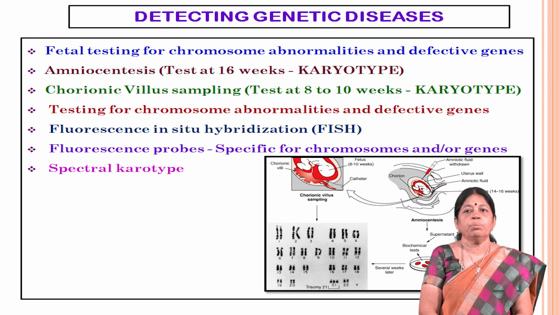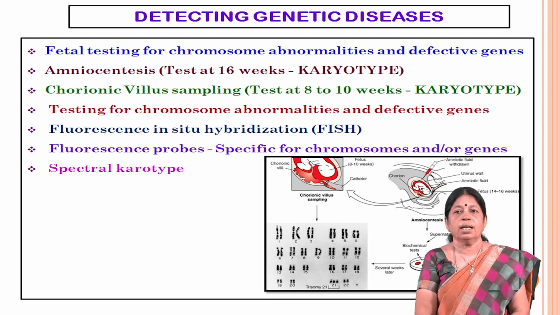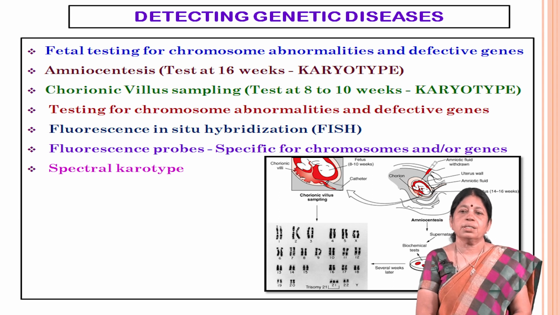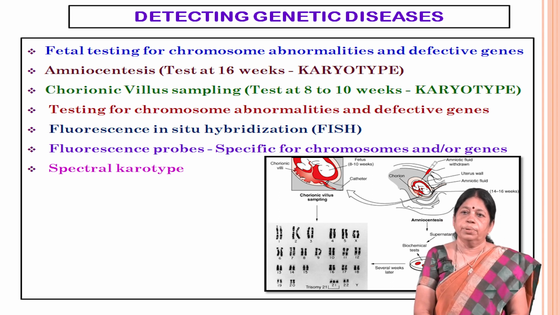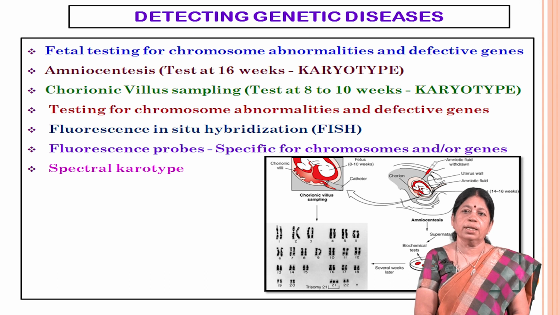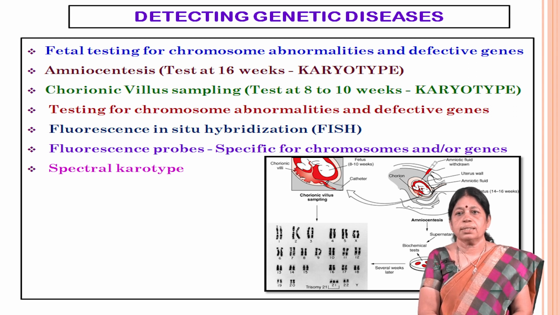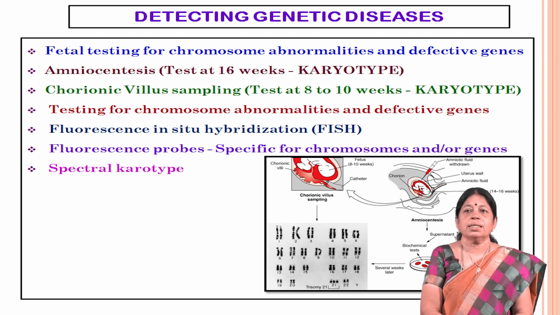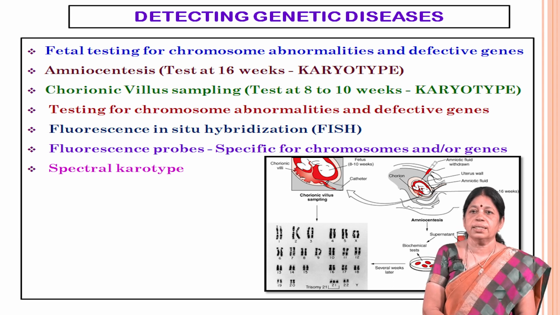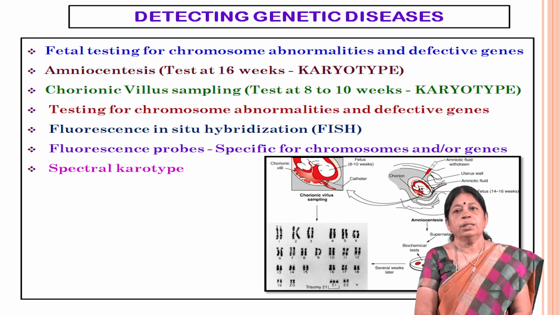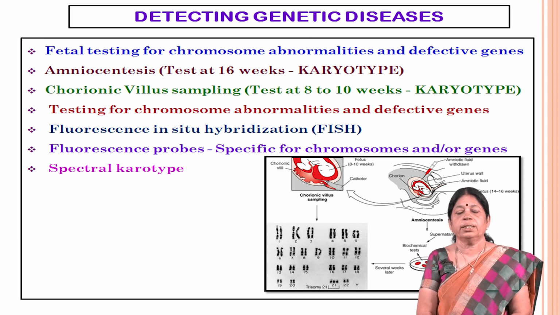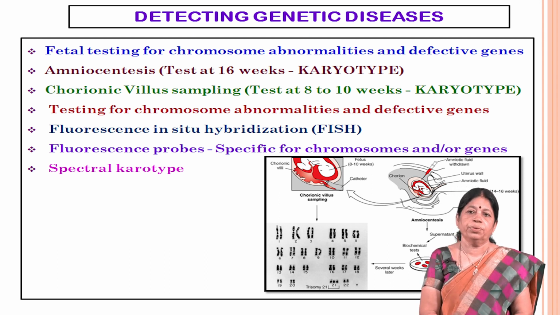So taking the amniocentesis, this is the test. We are taking the amniotic fluid. What is amniotic fluid? The fluid in which the embryo is floating in the mother's womb. So we can take this fluid and test it at 16 weeks of pregnancy, and we can identify if there is any abnormality of the embryo in future.